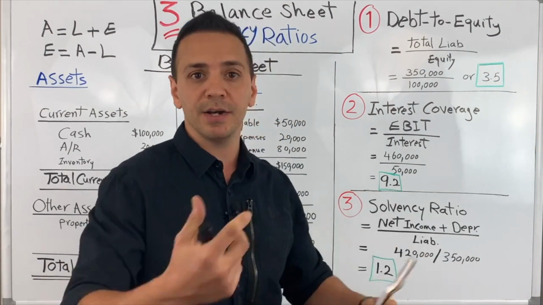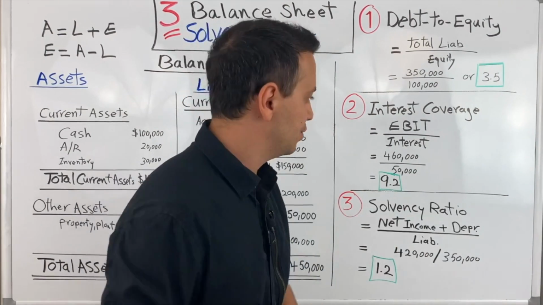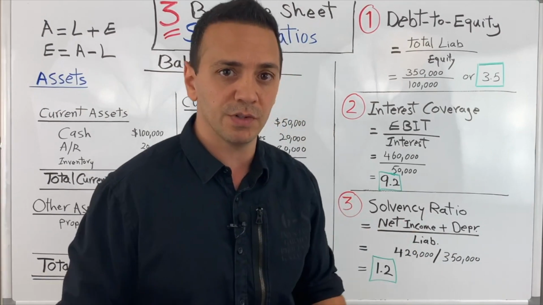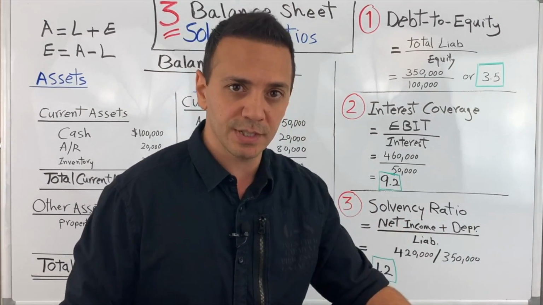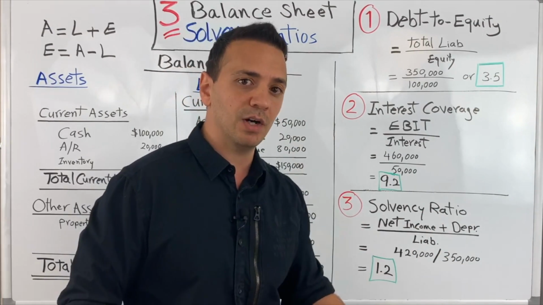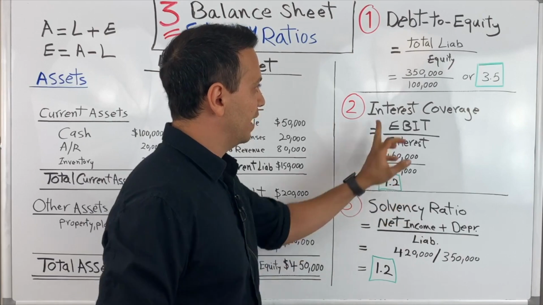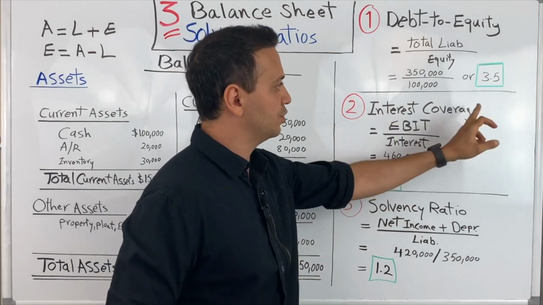So that's usually the higher the better. You want that number to be high, so that indicates that the company can cover its interest expense 9 times over, which means that they have excess funds to cover beyond the interest. So basically here it's 9.2, and that's the interest coverage ratio.